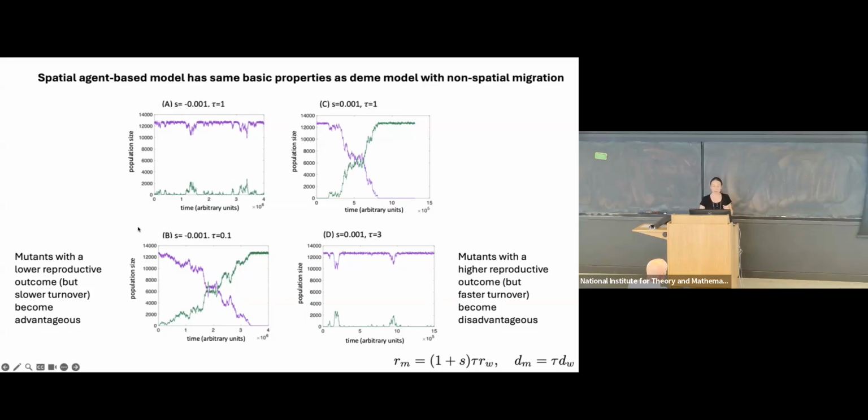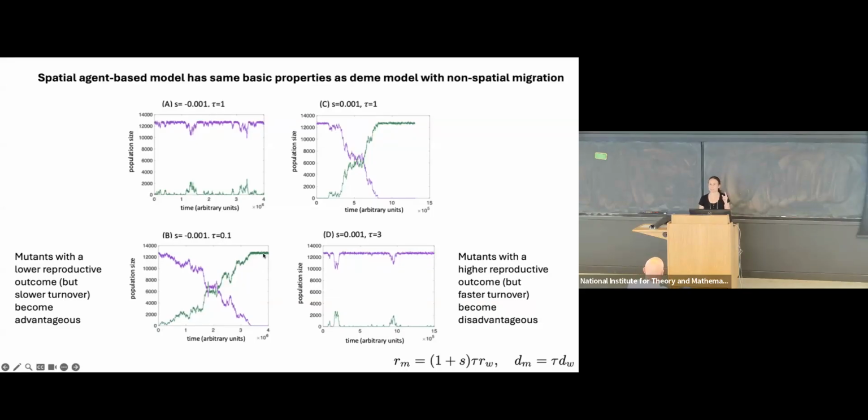And now let's turn on some deceleration. So now the same disadvantageous mutant does everything 10 times slower. And look what it does. This mutant goes up and up and up and outcompetes.